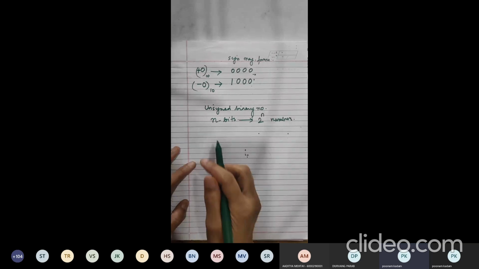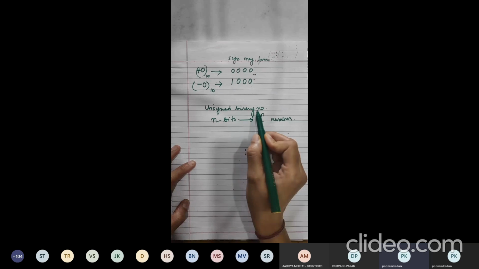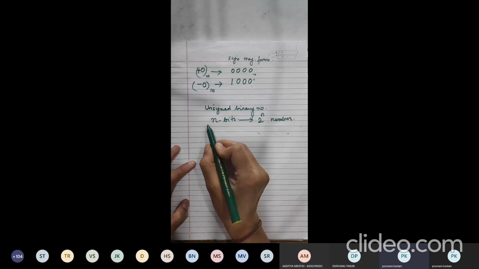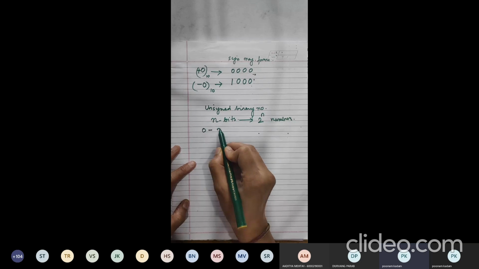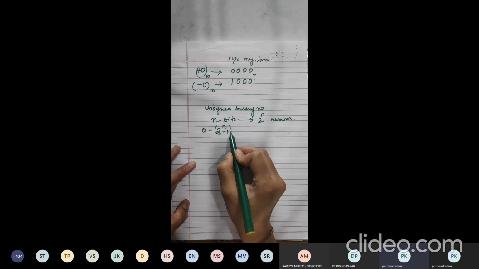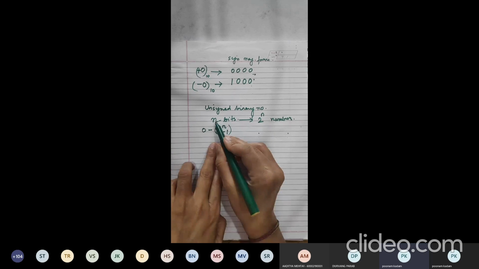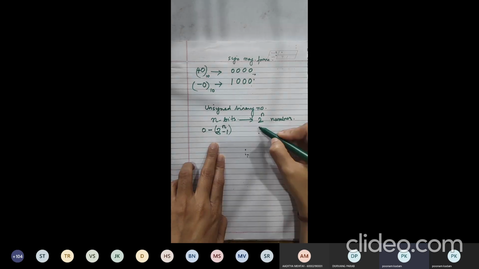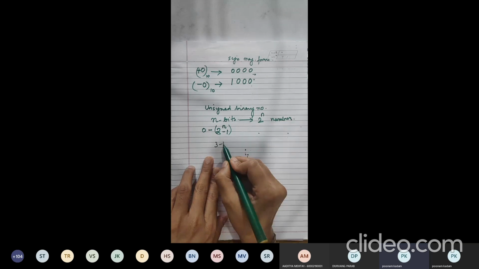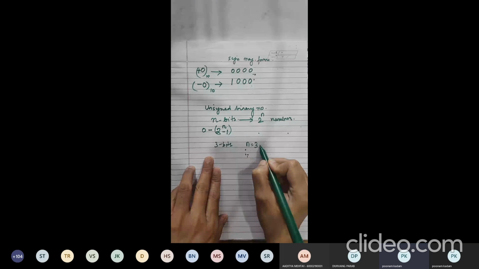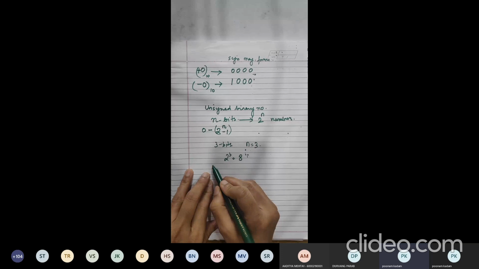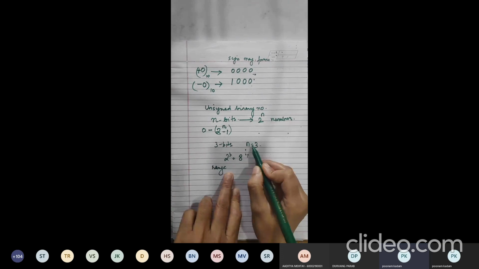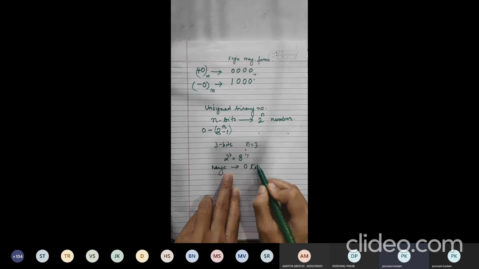Which means that with n bits, if you want to go for unsigned binary representation, the range of decimal numbers which you can represent will be from 0 to 2 raised to power n minus 1, right? With n bits, you can represent 2 raised to power n different numbers. For example, let's say n is equal to 3. So you can represent 2 raised to power 3, which is equal to 8 numbers. The range of decimal numbers which we could represent using 3 bits was 0 to 7, right?